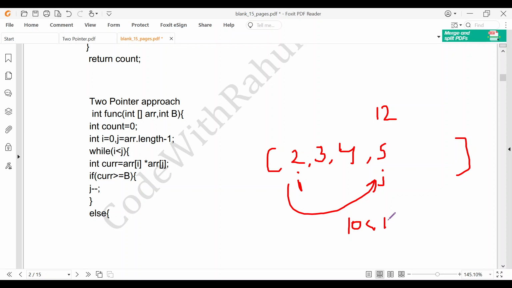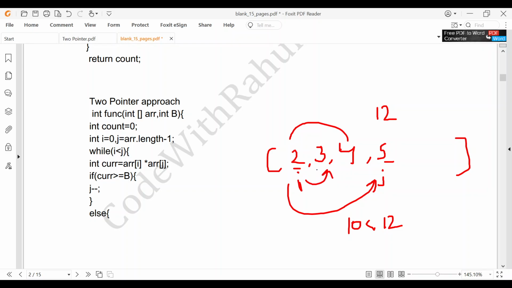It means it is considered a valid pair. Yes, it is considered a valid pair. If it is a valid pair, it needs to be counted. It means this 2 and 3 is a valid pair, and this 2 and 5 is a valid pair. Now understand, if 2 and 5 is a valid pair, don't you think 2 and 4 should be a valid pair? Don't you think 2 and 3 should be a valid pair?